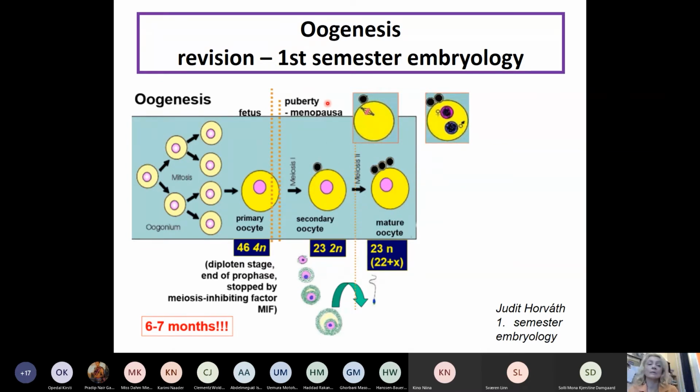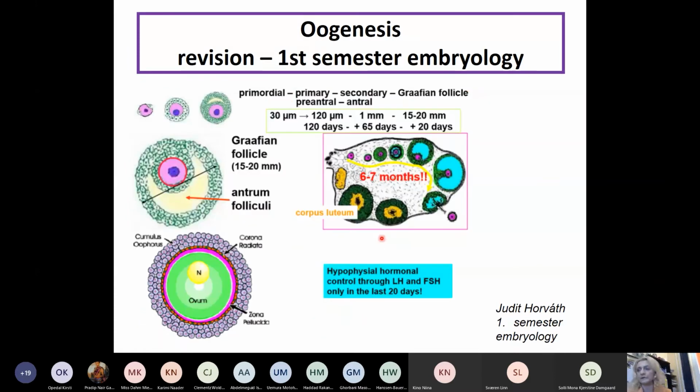So at puberty, the thing continues, and then the first meiotic division leads to the secondary oocyte, which has 23-N. The secondary oocyte is only happening once a month, before ovulation, when the first meiotic division is completed. And then the secondary oocyte starts the second meiotic division, and we only have mature oocytes when fertilization happens. So 23, 1N, the haploid chromosome number.